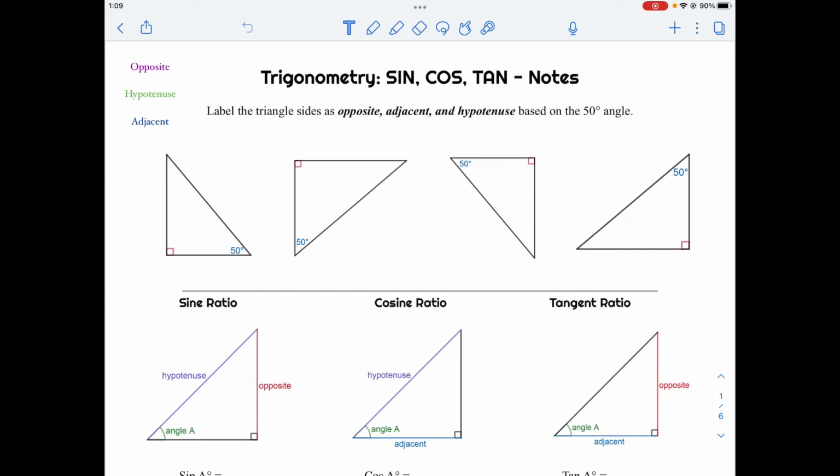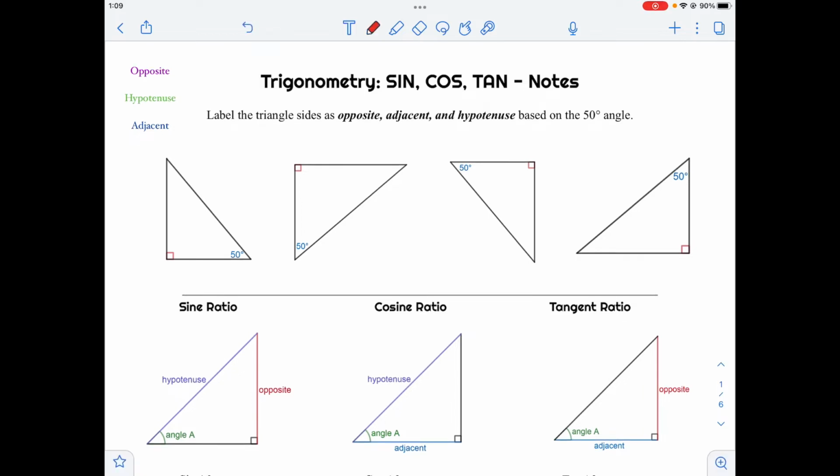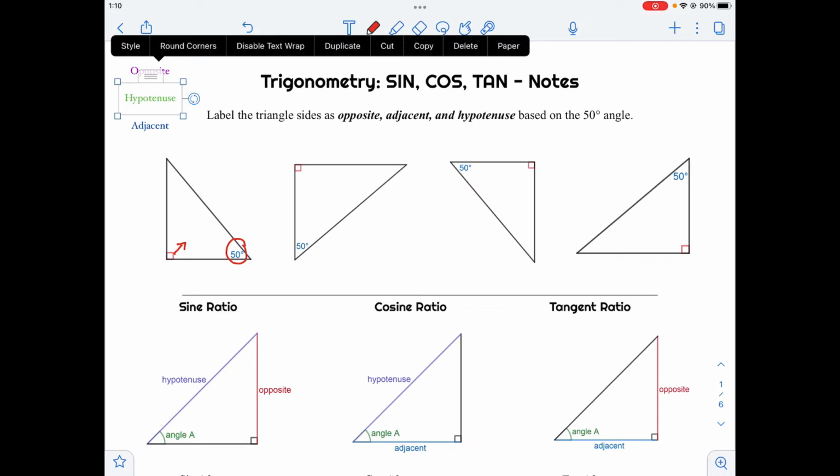So the first thing we're going to do is refresh on trigonometry: sine, cosine, and tangent, which are used to find sides and angles of a triangle. So if we're given an angle of 50 degrees, we're going to label what is each part. Know that across from your 90-degree angle is always your hypotenuse. So we're going to label that.